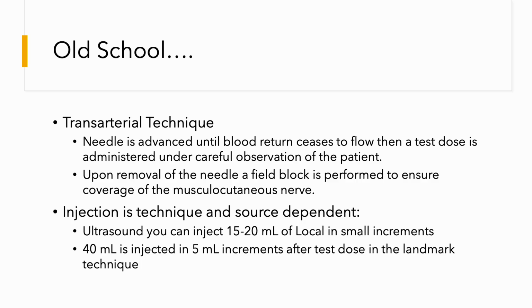The needle is advanced until blood return ceases to flow, and then a test dose is administered under careful observation of the patient. Upon removal of the needle, a field block is performed to ensure coverage of the musculocutaneous nerve. Then injection is technique and source dependent. With ultrasound, you can inject around 15 to 20 mLs of local in small increments. Usually for the landmark technique, higher volumes are going to be required, so greater than 20, sometimes all the way up to 40 mLs.